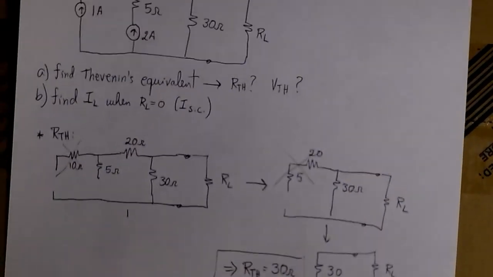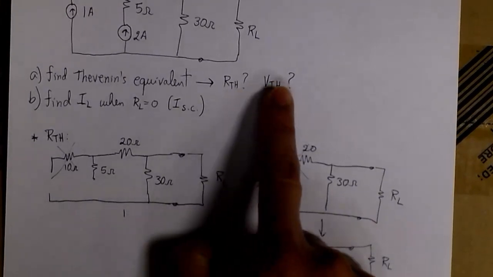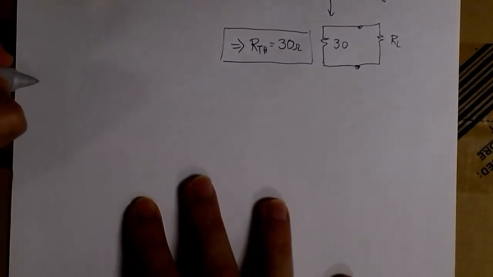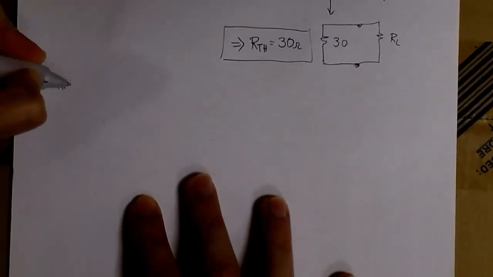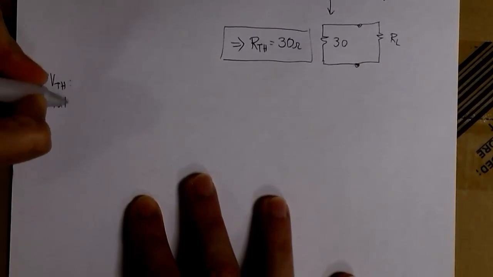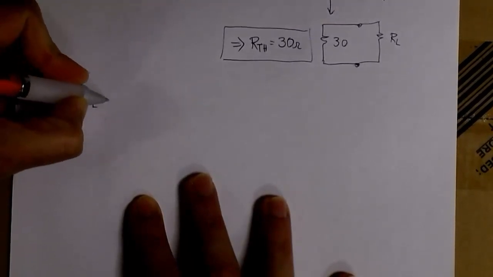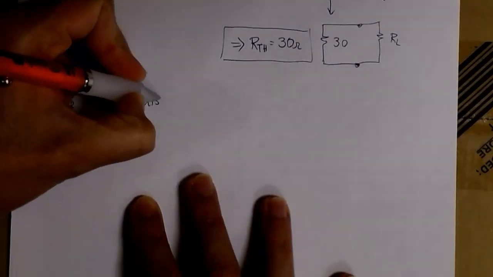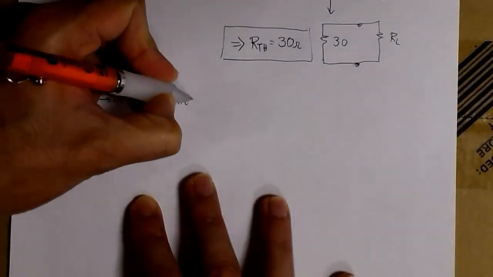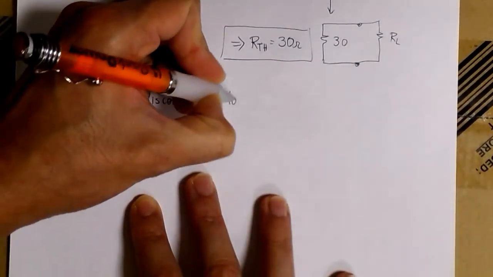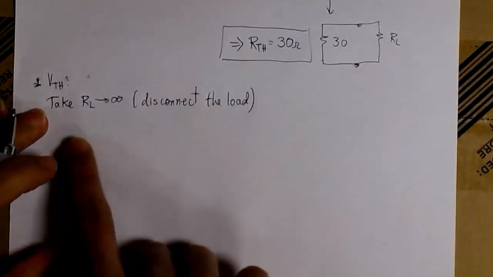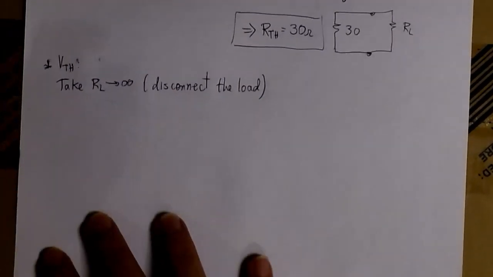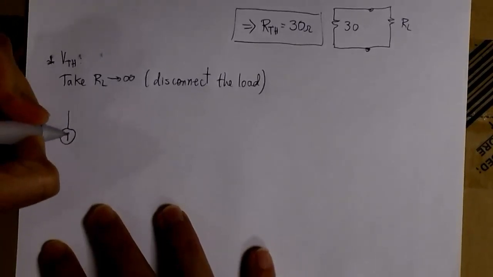Now the second step is to find V Thevenin. And to do that we have to work with the original circuit, with all the sources and all the resistors in the original circuit. What we do is we take the load to be infinite, in other words it behaves like an open circuit, or we can just disconnect the load from the original circuit. That's what it means. So we can redraw. Let's redraw the circuit with an open circuit in the load.